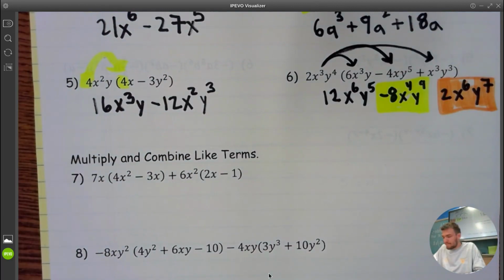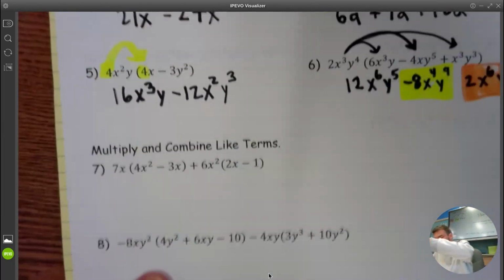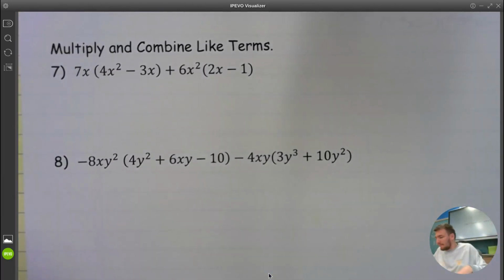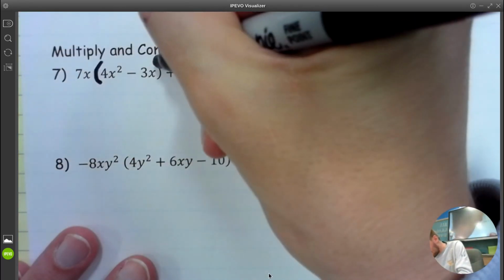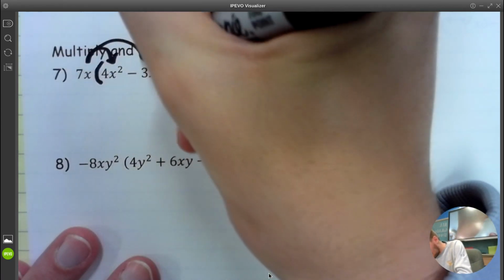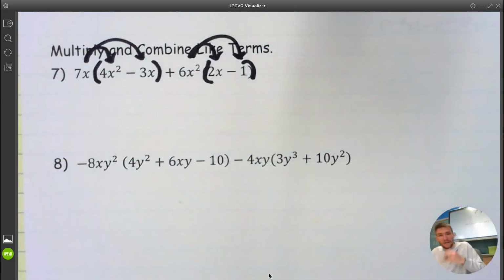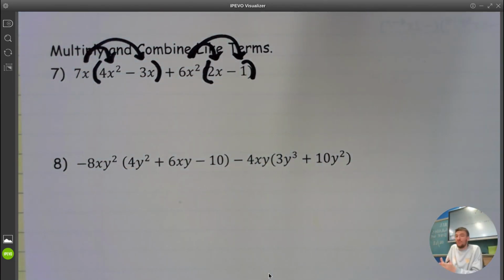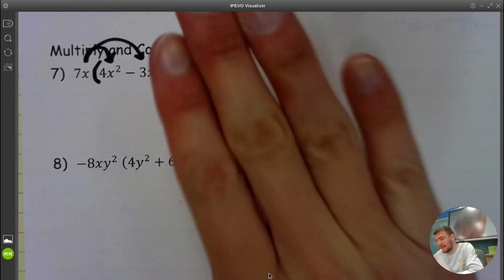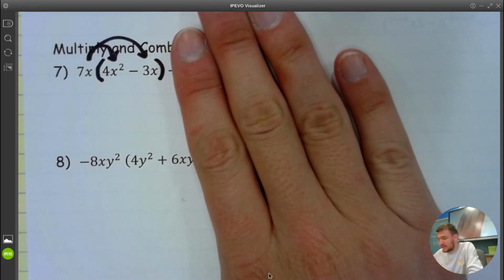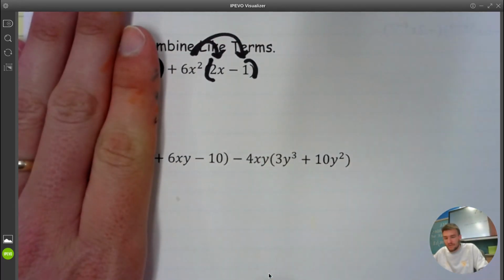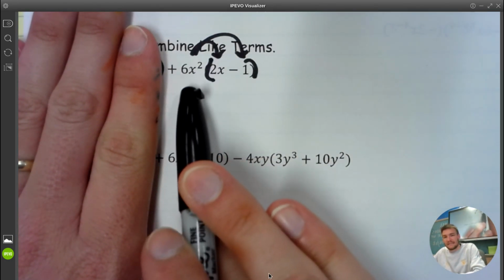Okay. Moving on to these last 2 questions. We're talking about multiply, and the thing about these questions is that we have something going on here and something going on here. So we have a question that has 2 distributings going on. It's kind of like we got 2 Christmases happening right next door, right? This is family number 1. They're getting a little Christmas of 7x. This is family number 2. They're getting a little Christmas of 6x squared.